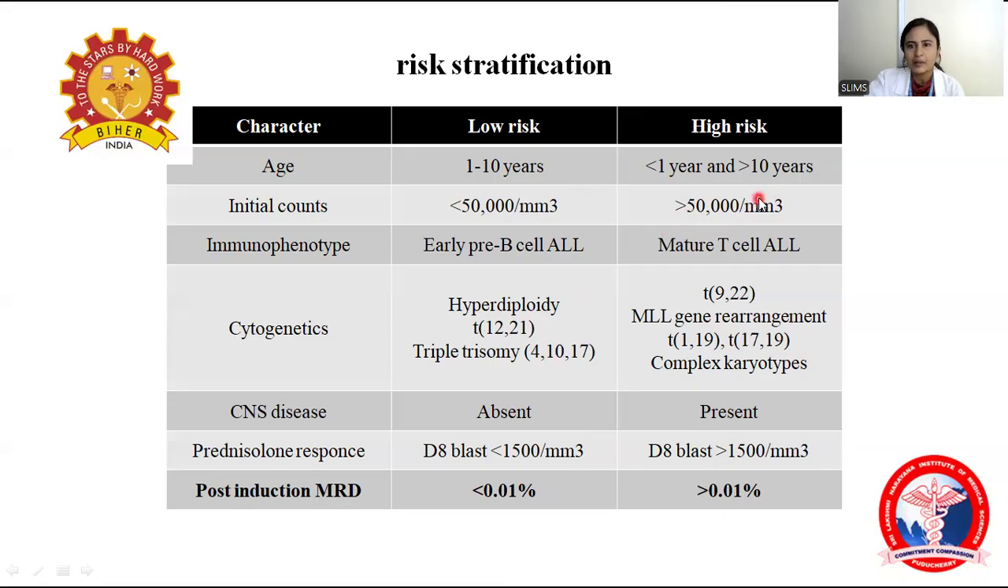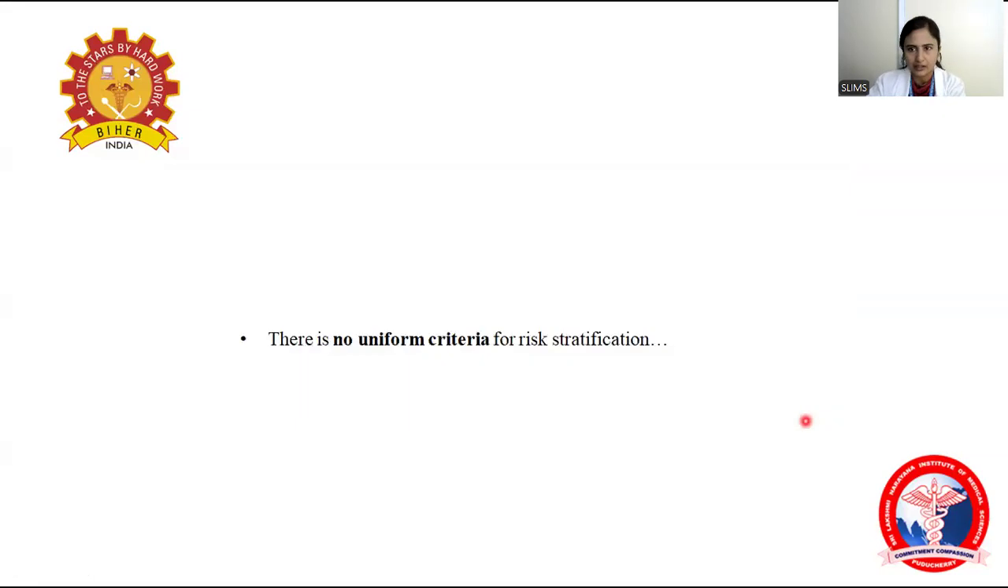If the patient is either less than 1 year or more than 10 years, the initial count is more than 50,000, and immunophenotypically they have mature T cell ALL, in cytogenetics they have translocation 9;22 and MLL gene rearrangement, translocation between 1;19 or 17;19, and complex karyotyping, and they have CNS involvement at initial diagnosis, and there is a poor response to steroid because the day 8 blast is still more than 1500, and minimal residual disease after post induction is more than 0.01 percent, they will be stratified into the high risk group. Then we will modify their treatment to the high risk stratified. So these are all for clinical purposes, but there is no uniform criteria for this stratification.